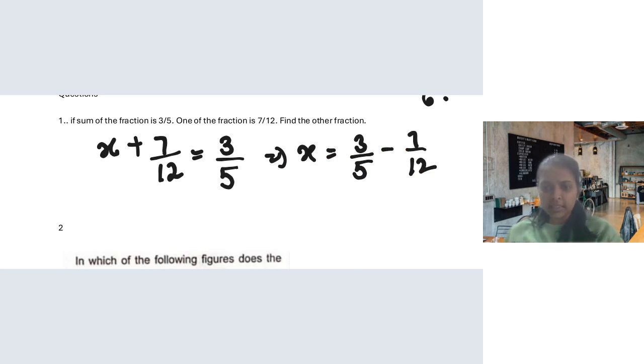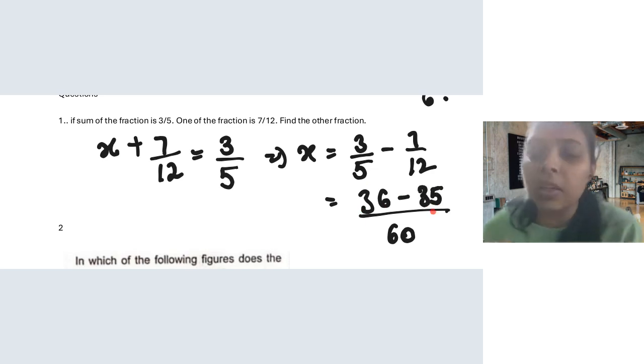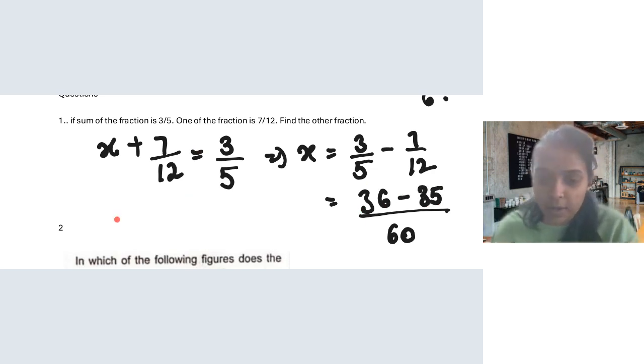Yes, ma'am. Then we take the LCM. We found the LCM is 60. So this becomes 3 times 12. What is 3 times 12? 36. Minus 35. Okay, very good. Let's try the next one.